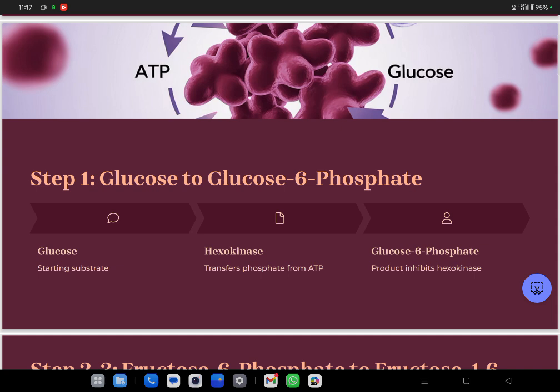If you give increasing amounts of glucose 6 phosphate, this enzyme is inhibited. This is known as product inhibition. That is, if there is lots of glucose 6 phosphate, then the cell will know that no more glucose 6 phosphate is needed, so glucose shouldn't consume ATP and become glucose 6 phosphate anymore.